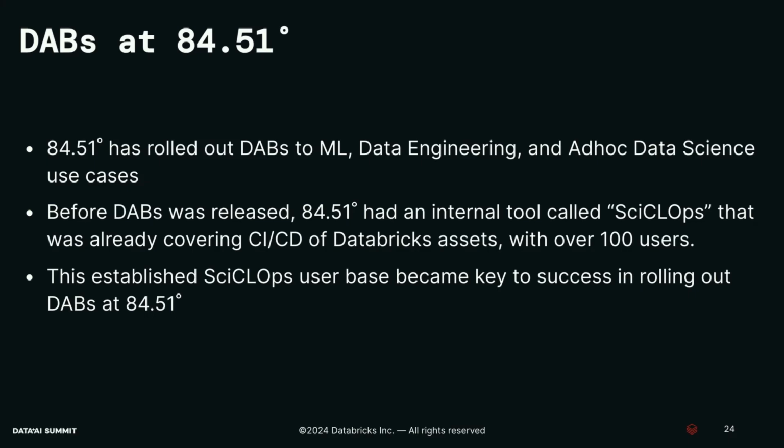So a little bit about DABs at 8451. About a year ago, we started rolling out DABs to machine learning, data engineering, and ad hoc data science use cases. But before we did that, we wrote an internal tool called Cyclops. Cyclops is a tool that was completely built in-house to try to cover some of the same things that DABs now does. It was covering things like CI/CD of Databricks assets, and it would also help promote code across dev, stage, and prod, like I mentioned. So this established Cyclops user base that we already had at the company, at the time around 100 users, was key to our success in rolling out DABs.